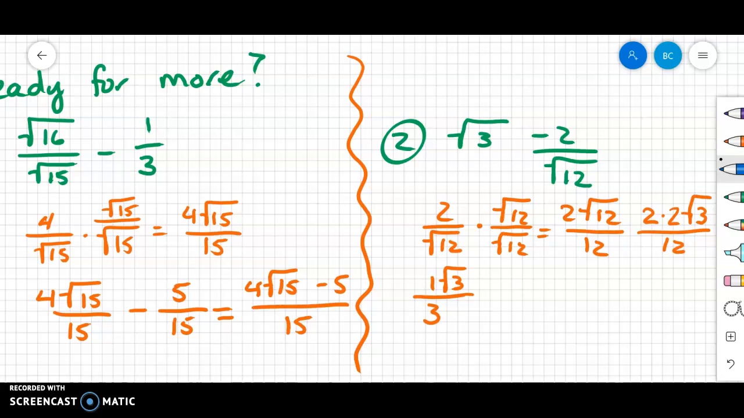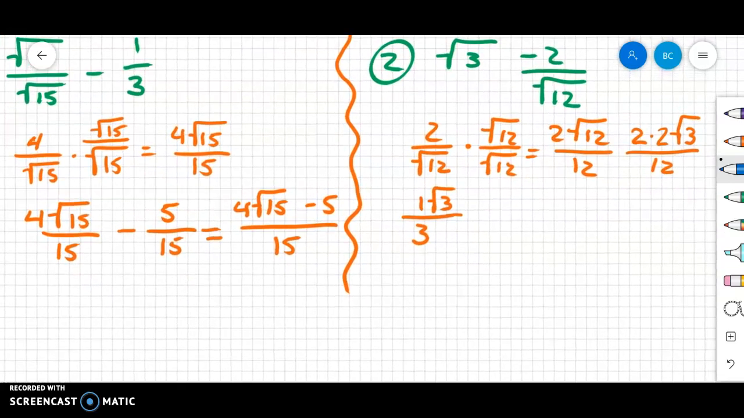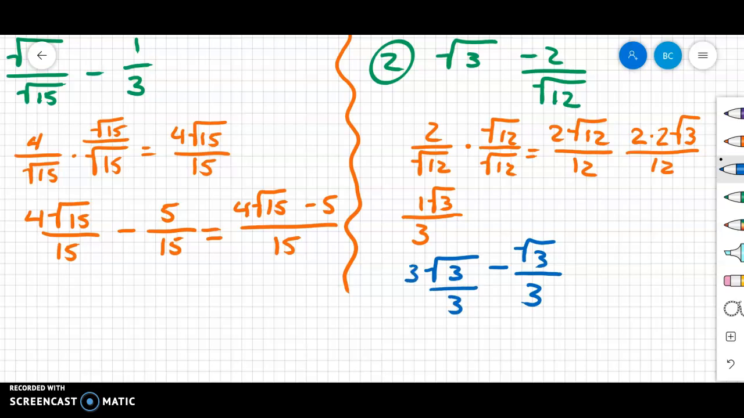Now, I'm going to switch colors, and let's move this up a little bit. Now I'm going to go back to my original problem. I know that I've got the square root of 3, and now I've simplified this other part to the square root of 3 over 3. I know that I need a common denominator, so my common denominator is going to be 3. If I multiply the denominator by 3, I have to multiply the numerator by 3. So basically in this step I've just given them a common denominator.